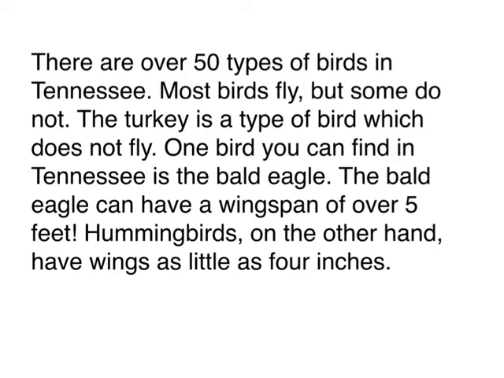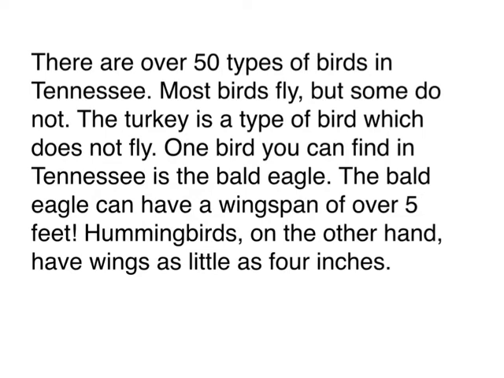There are over 50 types of birds in Tennessee. Most birds fly, but some do not. The turkey is a type of bird which does not fly. One bird you can find in Tennessee is the bald eagle. The bald eagle can have a wingspan of over 5 feet. Hummingbirds, on the other hand, have wings as little as 4 inches.